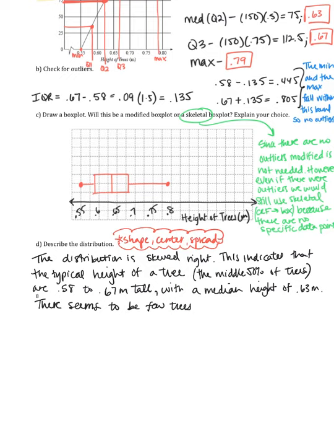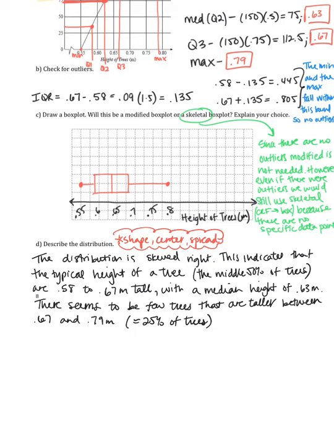Okay, so there seems to be few trees that are a little bit taller, causing that skew, between 0.67 and 0.79 meters, and this is approximately 25% of trees.